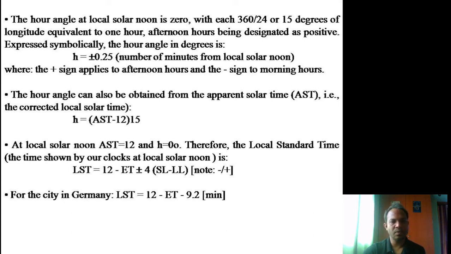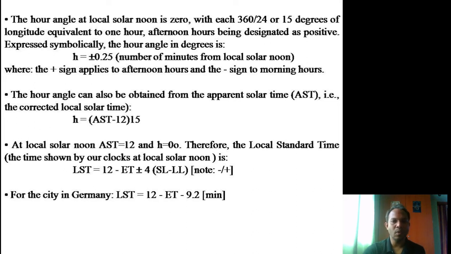At local solar noon, apparent solar time is equal to 12, and h is equal to 0 degrees, as we have already discussed. Now the azimuth angle, when n is equal to it, will be at 0 degrees. The azimuth angle will be equal to 0 degrees when it is at the north, correct? Similarly, this hour angle will be 0 at solar noon, that is at 12 o'clock in the afternoon. So h will be equal to 0 degrees.